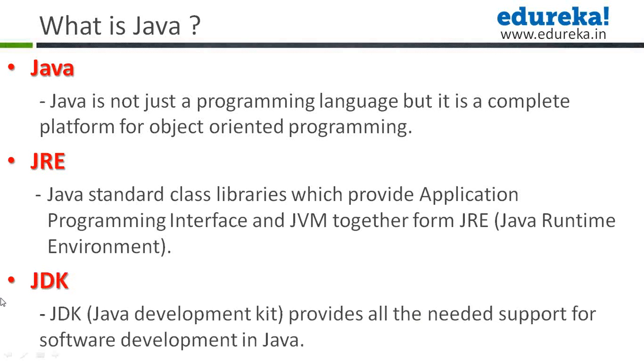We come to JDK. What is JDK? JDK is Java Development Kit. As the name suggests, it is used for developing Java applications. If you want to develop a Java application, it is really important that you have your JDK installed on your system. So all of you, please let me know, are you clear with this? That is Java, JRE and JDK. Then I'll move on to the next slide.